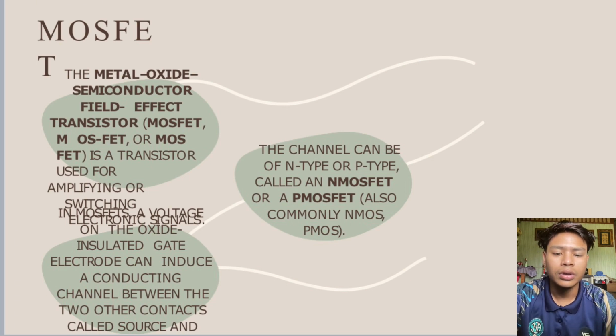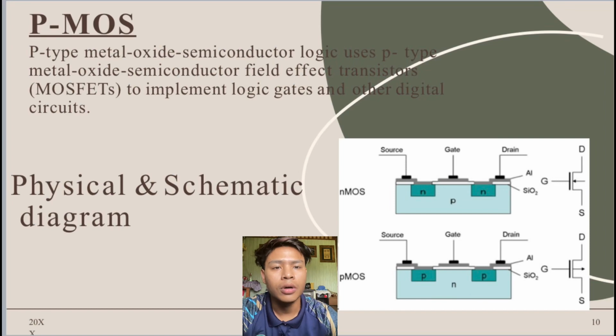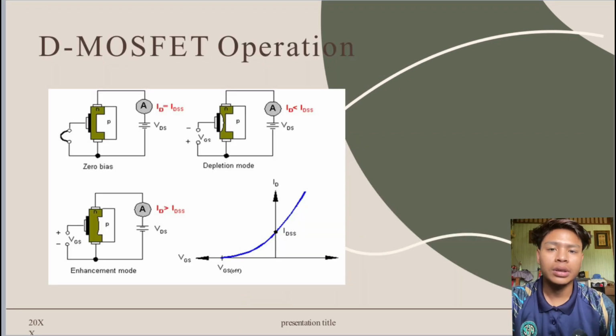called source and drain. PMOS, P-type metal oxide semiconductor logic, uses P-type metal oxide semiconductor field effect transistors, MOSFETs, to implement logic gates and other digital circuits. Physical and schematic diagram. This is a picture of the MOSFET operation.